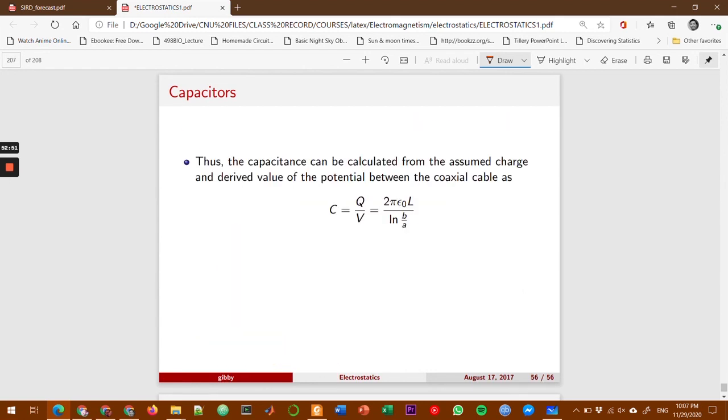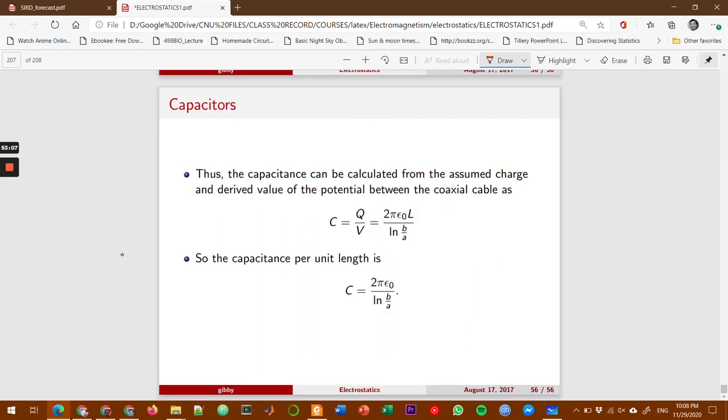So that's the potential, and we can get the capacitance calculated as Q over V, where the Q cancels, and we are left only with this equation: 2 pi epsilon naught L over ln of B over A. We can also immediately get the capacitance per unit length by dividing by L, so C over L. The L cancels, and we only have this equation, per unit length.